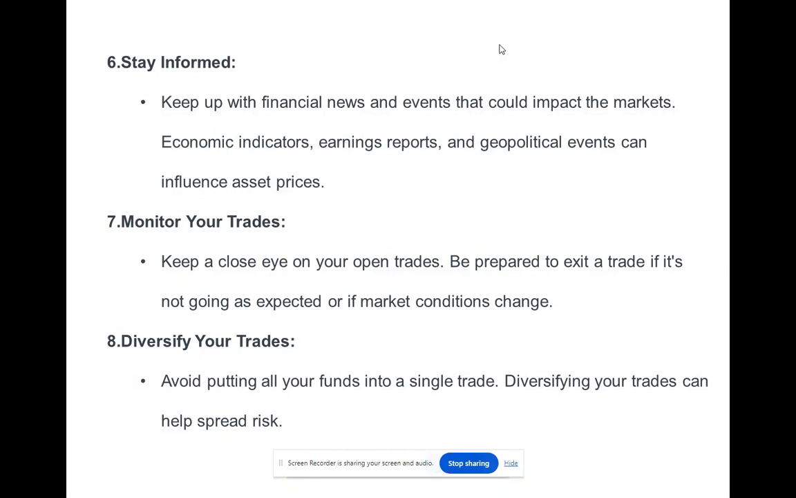Then number seven, monitor your trades. Keep a close eye on your open trade. Be prepared to exit a trade if it is not going as expected or if the market condition changes. This applies to both forex traders and binary option. So don't think that this only applies to forex traders. No, you can also apply it to binary option.